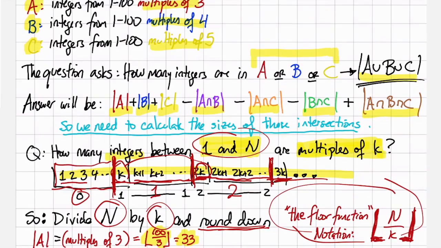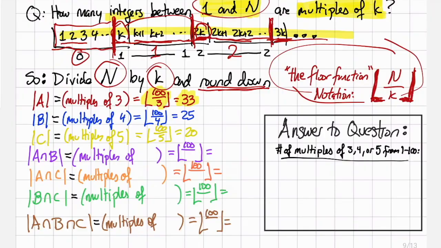Let's apply this to the other sets. How many multiples of 4 are there between 1 and 100? It's the floor of 100 divided by 4, which is 25. What happens when we divide by 5? We get exactly 20. And now let's look at the intersections.